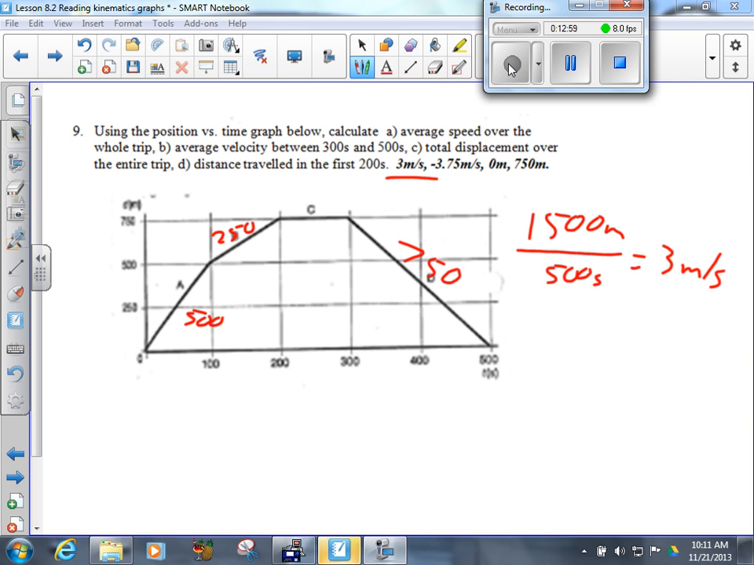B. Average velocity between 300 and 500 seconds. All right. So between 300 and 500 seconds, the displacement is negative 750. And so we go negative 750 over 200 seconds, and we should get negative 3.75. Okay. All right. Any others there, guys? Michaela? 6B?